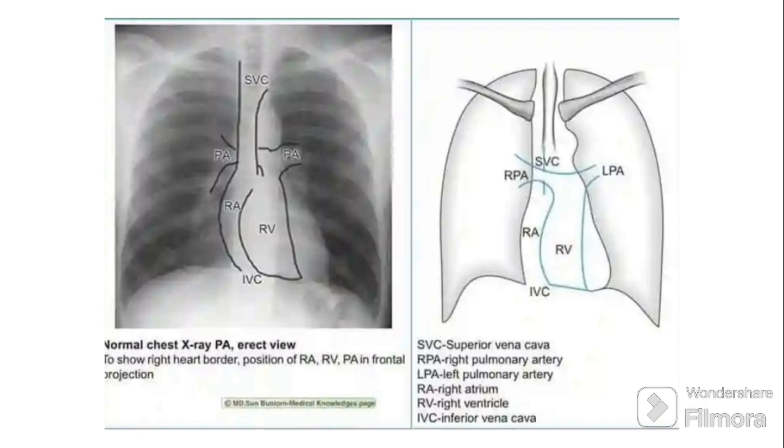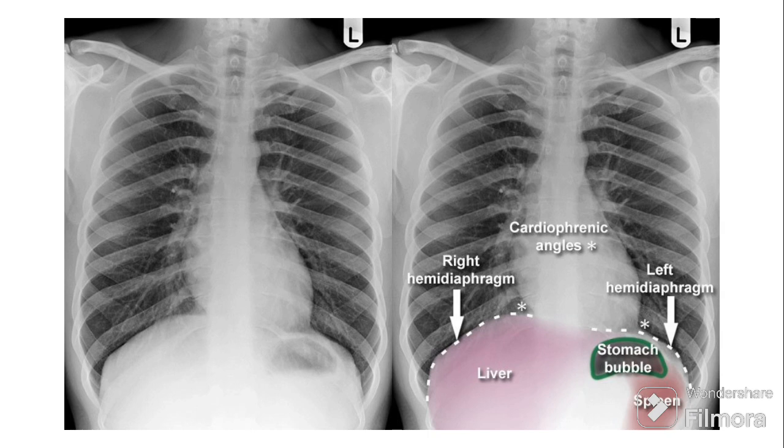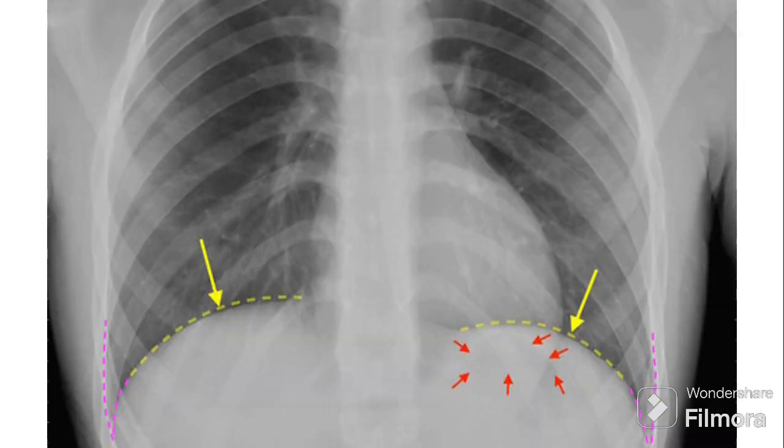The next step is diaphragm. In the normal radiograph, the right hemidiaphragm is superior to the left because it is displaced upward by the liver, and you should look for tenting of the diaphragm caused by phrenic nerve palsy or fibrosis. Look for white flakes on the surface of the diaphragm suggestive of asbestosis.